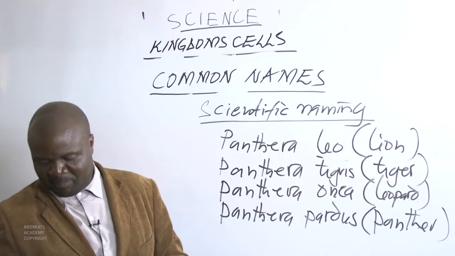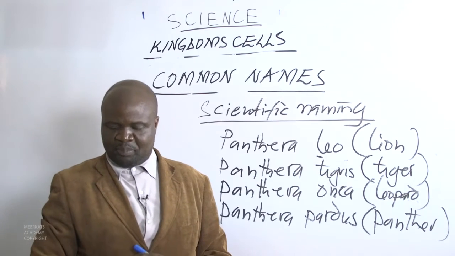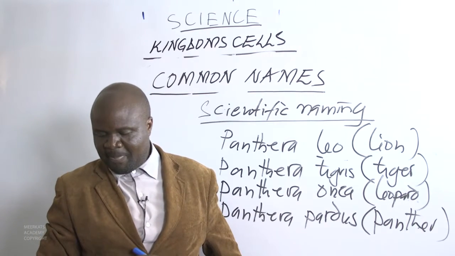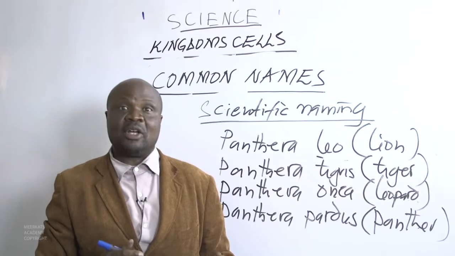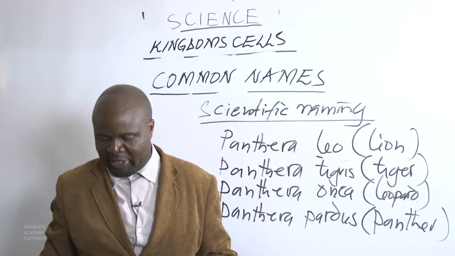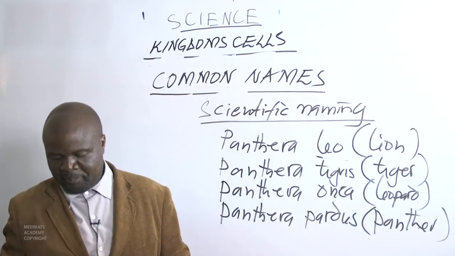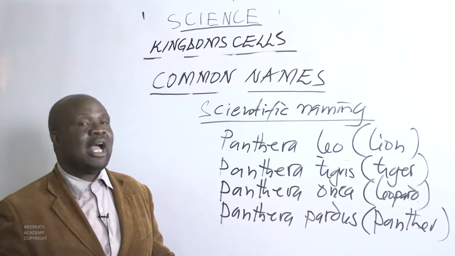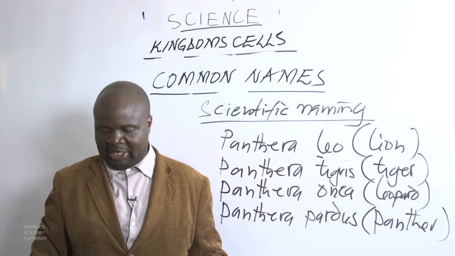Familiar animals can be recognized with the common names, for example a lion, a leopard, a tiger, a jaguar. By common names, you can be able to recognize them.